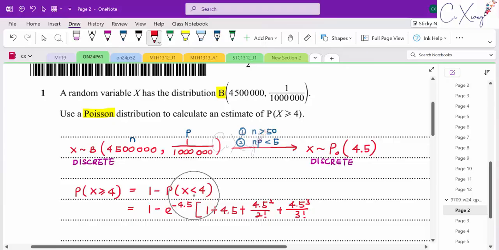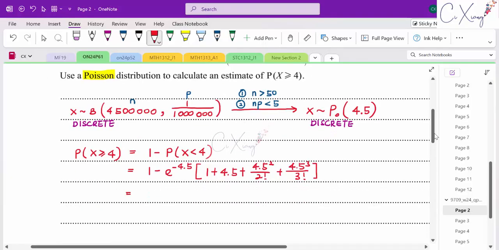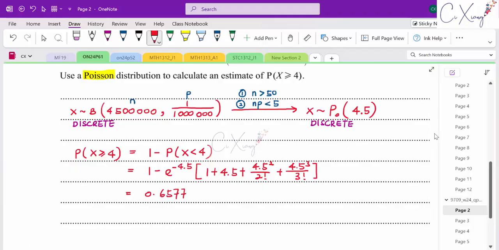So when you take the minus here, it should be X less than 4. That means 4 is not included, so I should put 3 as the last term here. X equals 3 as the last term. So just try to press the calculator a bit. You should get a very long answer. Then of course you have to change it to 3 significant figures, so it should be 0.658. So basically, this is how we solve question number 1.